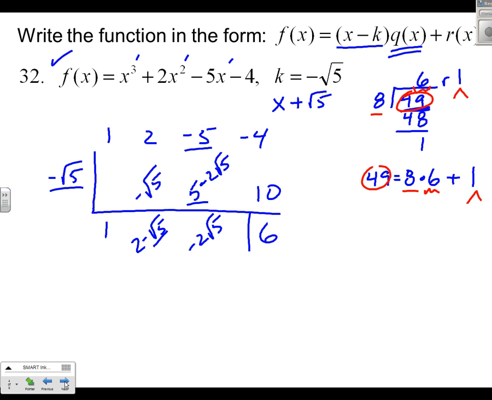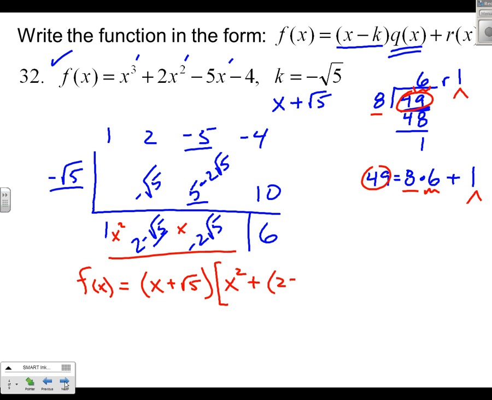So f of x is equal to what I divided by, x plus root 5 in this case, times my quotient. Here's my quotient in x squareds and x's. It's a bit messy here. So this guy is x squared plus 2 minus root 5 times x plus, or minus in this case, 2 root 5, and then I have to add on the remainder at the end, plus 6. So there we have it. A little bit of a mess in there.